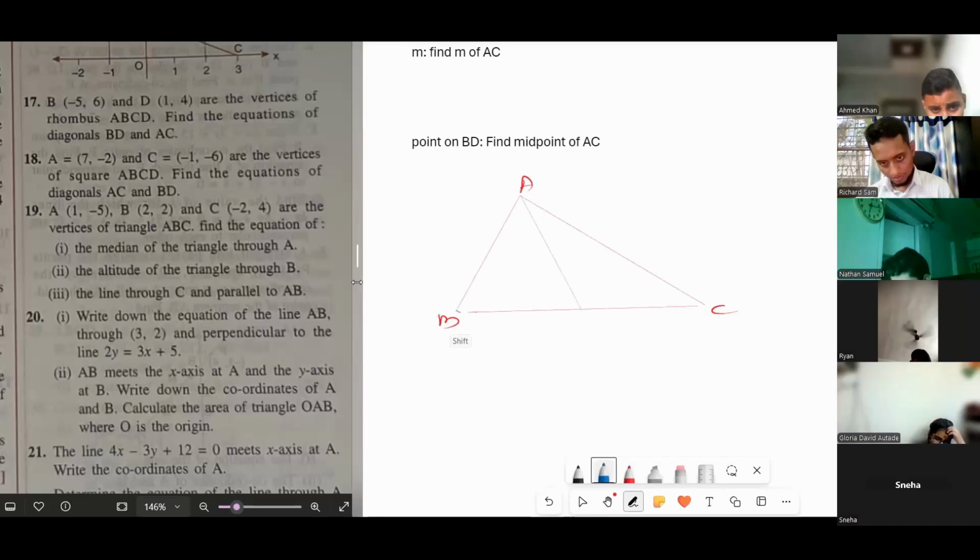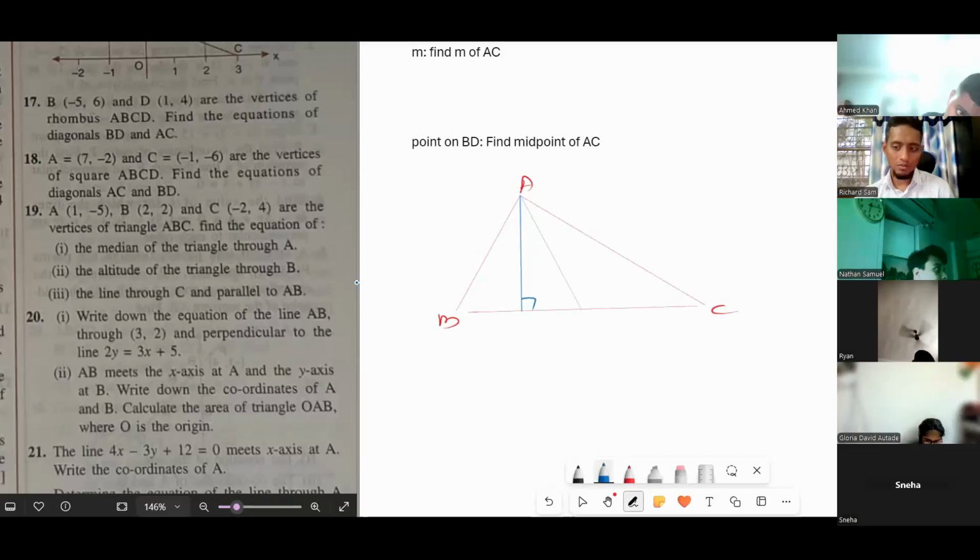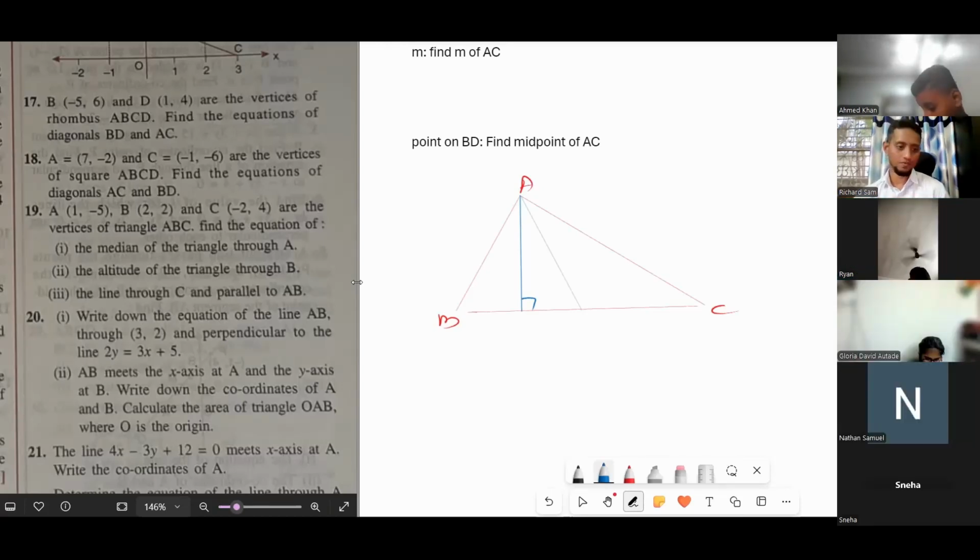Altitude means what? Height. So from B, the height is always perpendicular to the opposite side. Let me draw it from A itself. From A, the median is here to the midpoint of BC. Altitude is like this, perpendicular to BC. Understand the difference between median and altitude? Median is to the midpoint of BC. Altitude is to any point where it is perpendicular to BC.